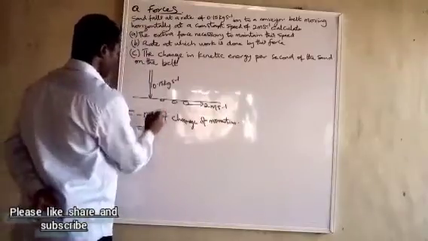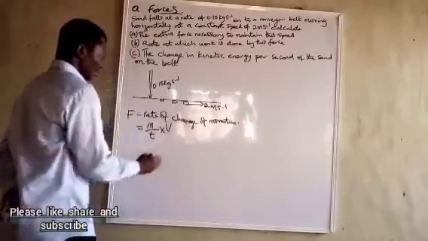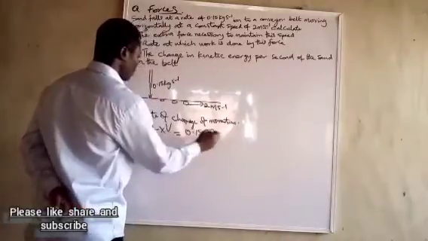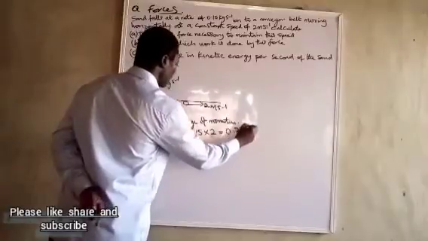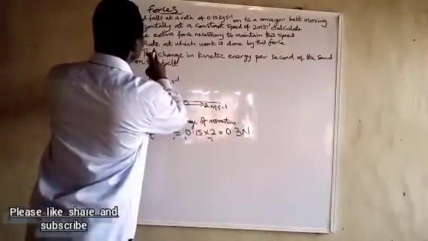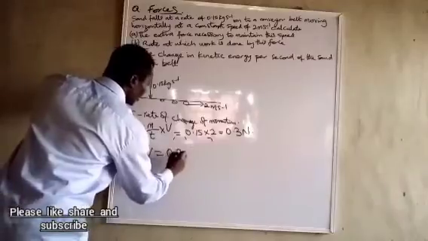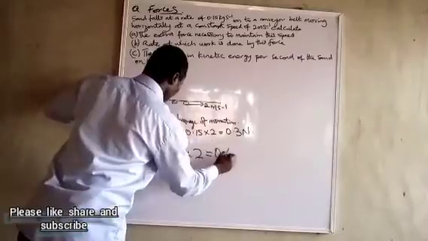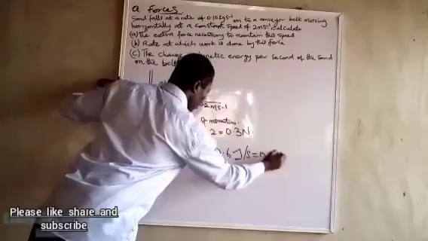We are going to have N over T times velocity. That's going to be 0.15 times 2, which is 0.3 Newton. We ask the rate at which work is done by this force. That is going to be FV, which is equal to 0.3 times 2, because that's the velocity along that direction, which is 0.6 joules per second, 0.6 watts.